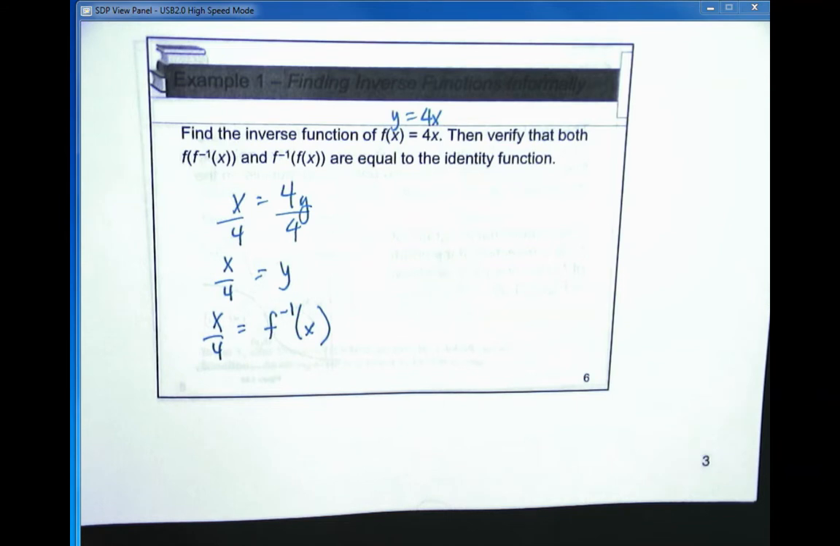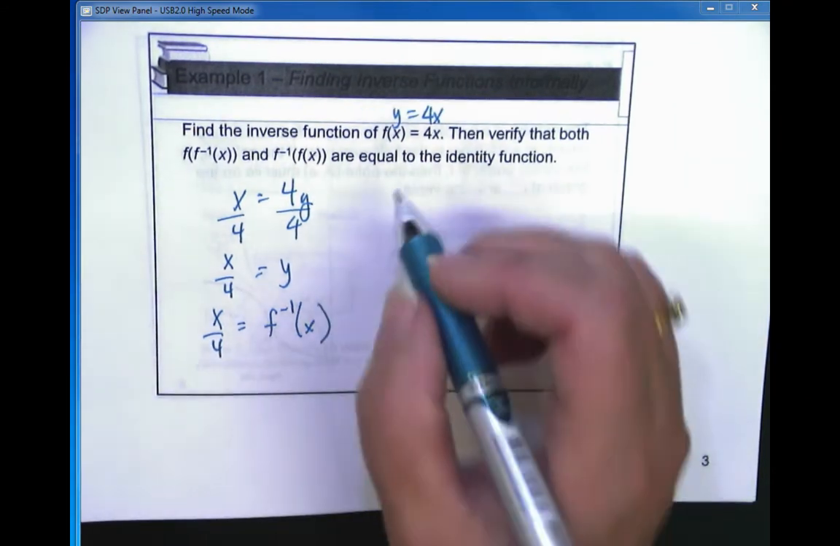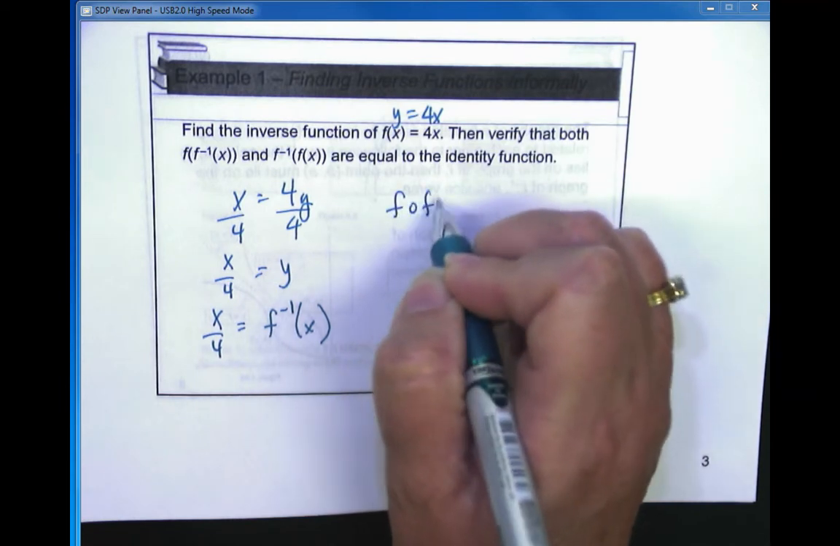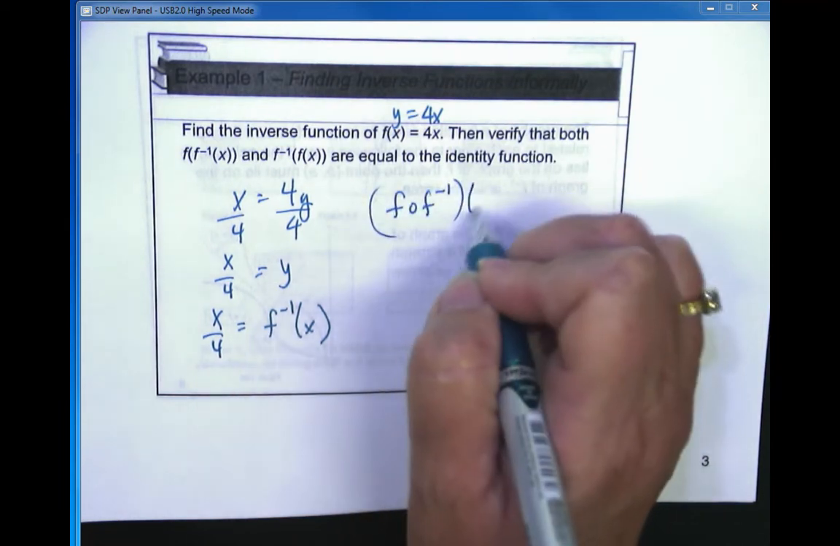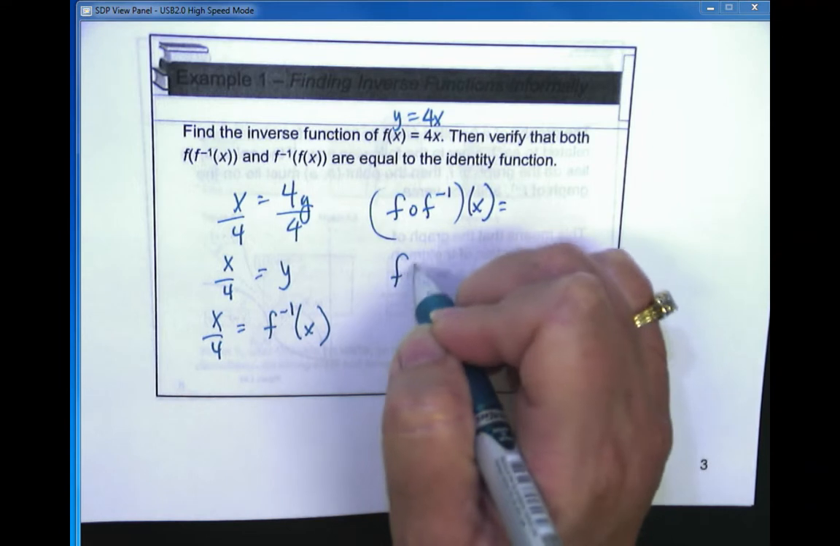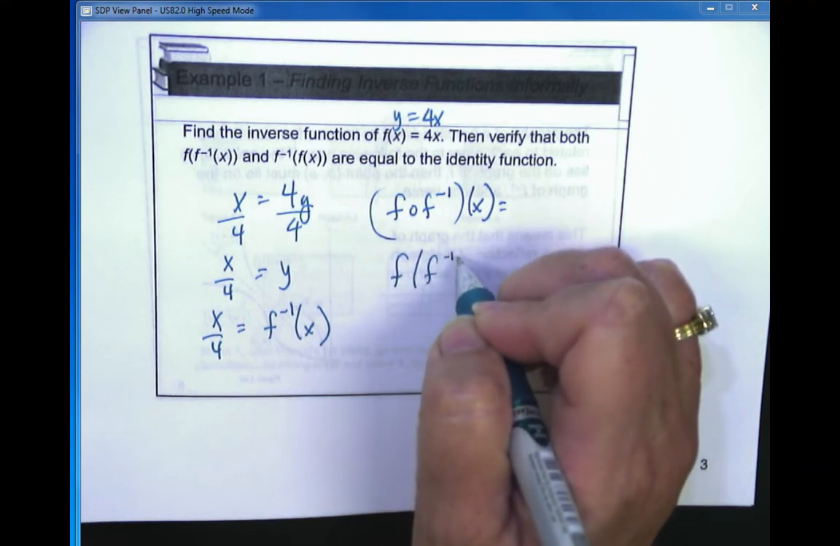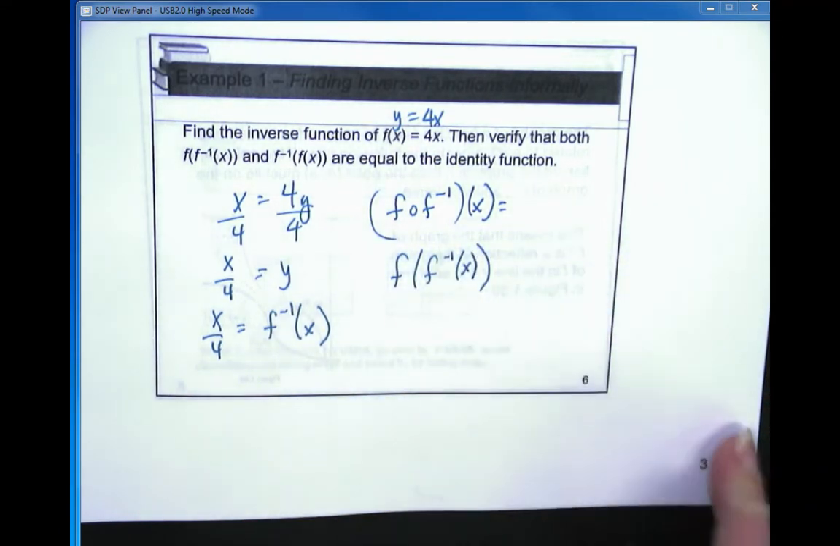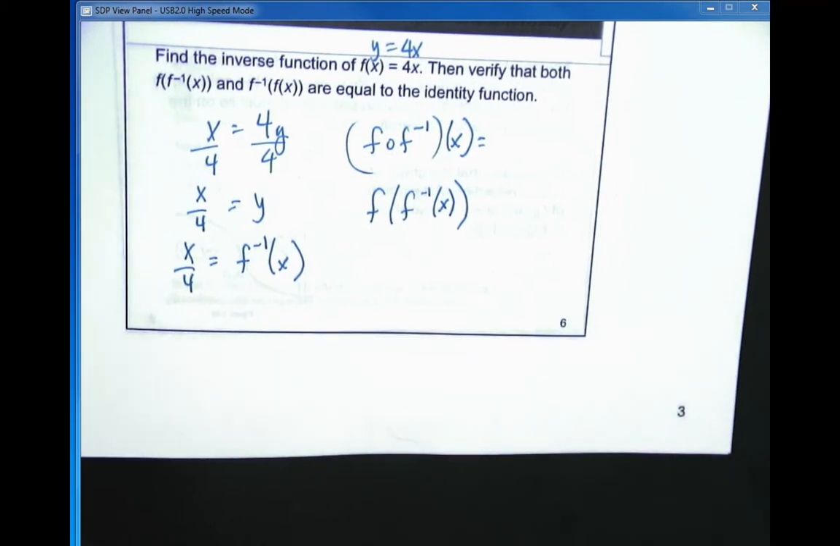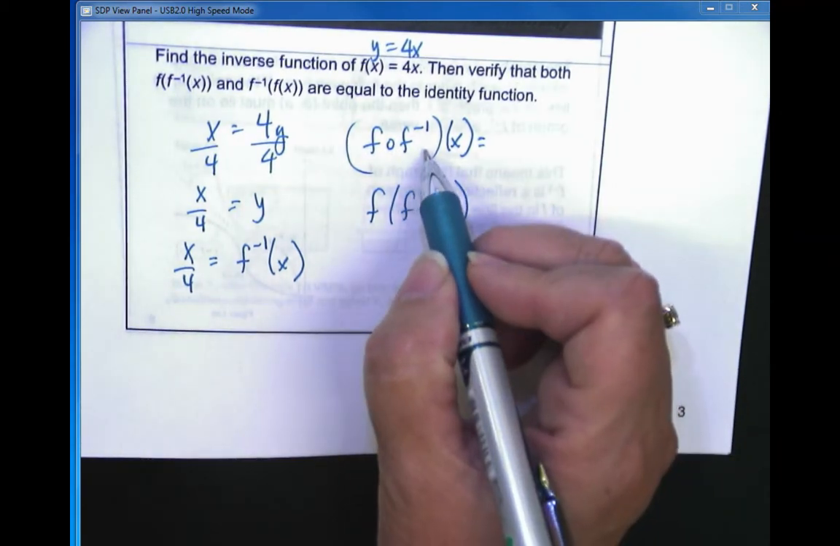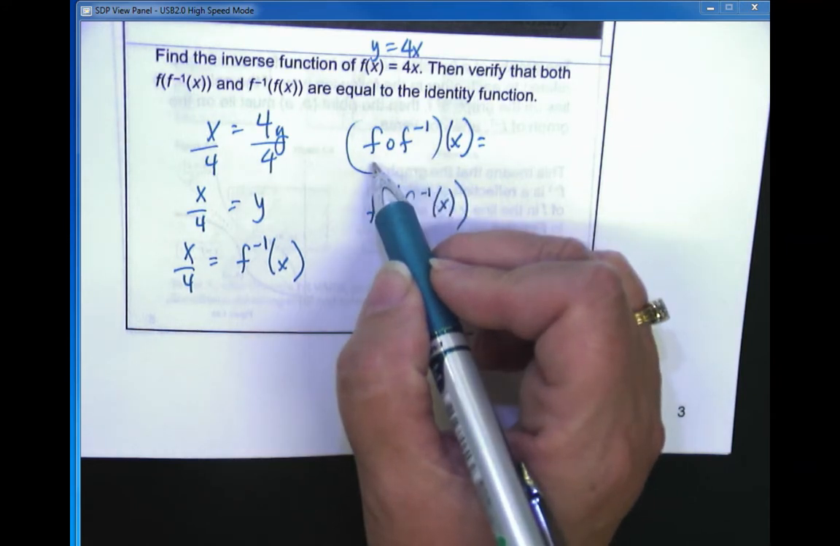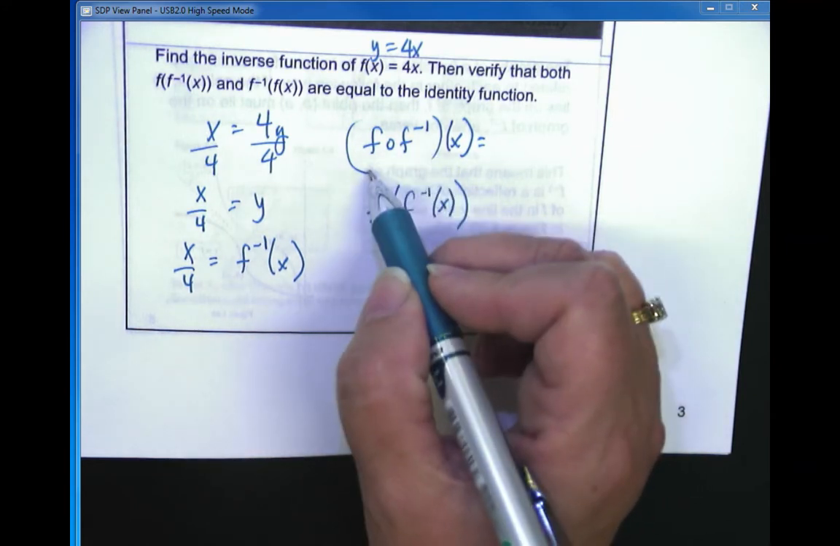Does that make sense? Now I want to verify. Prove to me that these are inverses. So I'm going to do this composition of functions. And I'm going to write it both ways so that you can see it. We're going to write it both ways because I could look at this either way. They could be written the same. And so this says you're going to take your inverse and plug it into your function.